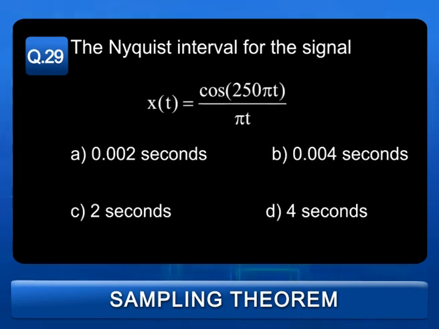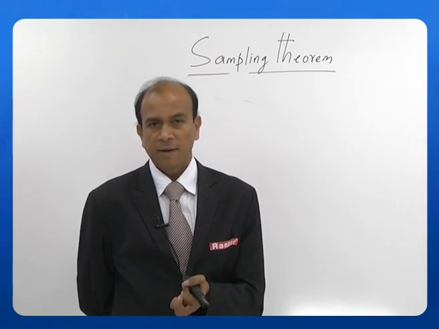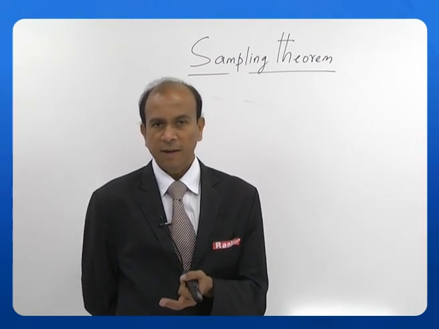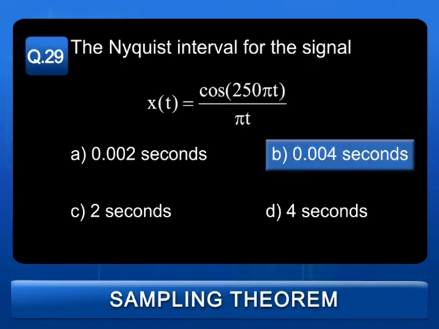Next question, 29th question. The Nyquist interval for the signal x of t equal to cos 250 pi t by pi t. So, what is the Nyquist interval? A 0.00002 seconds, B 0.004 seconds, C 2 seconds and D 4 seconds. So, again you get the frequency from the given equation, calculate the sampling rate twice of that, then once you invert it, 1 by 2 FM will give you the TS. So, the answer is B, that is 0.004 seconds.